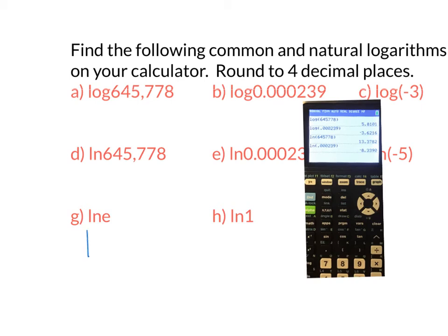Remember, when you see a natural log, it's really base e. So it's asking you, e to what power is e? The first power. E to the first power is e. The second one is really asking you, base e, e to what power is 1? Well, anything to the 0 power is 1, so it's just 0 right there.